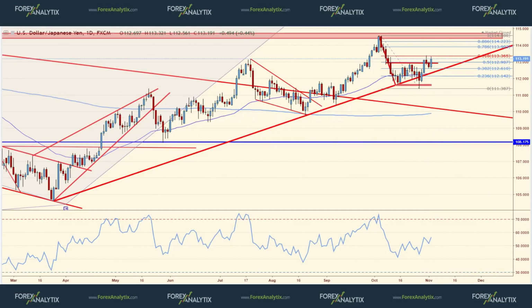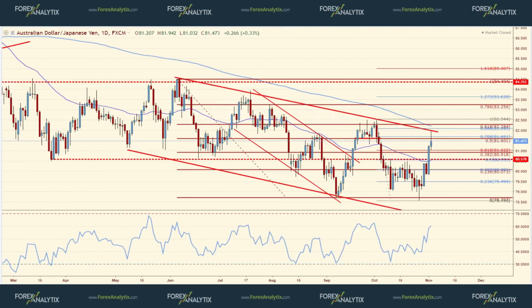Now, the reason why I point this out is because I want to show you the Aussie yen and the New Zealand yen, because again, we have the RBNZ and the RBA both meeting this week.